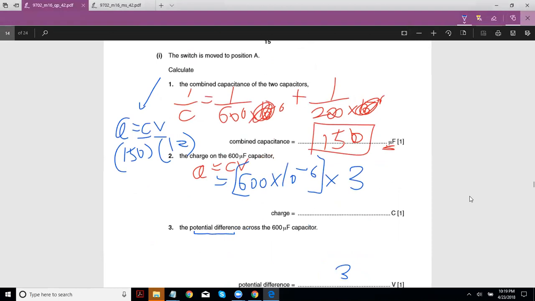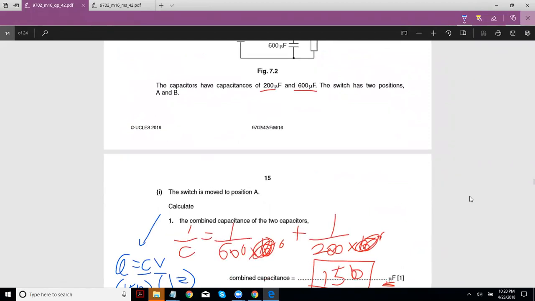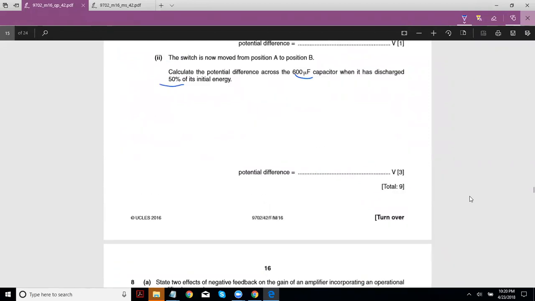Okay, the switch is now moved from position A to position B. Potential difference, but it's discharging, so maybe if you go like this, and since the circuit is not being completed, that is why the capacitor would discharge, right? Does that make sense? Yeah, the circuit is not being completed, but the battery isn't really helping you now. However, the capacitor will now begin to discharge. And we're saying it loses 50% of its initial energy.